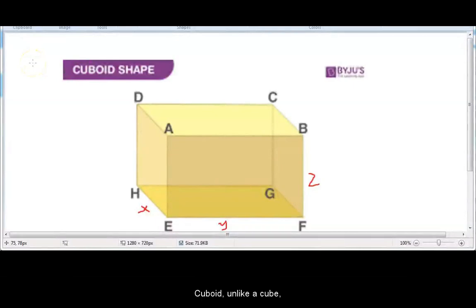A cuboid, unlike a cube, has 6 rectangular faces. A cube has 6 square faces. And we know that the area of a rectangle is length times width.